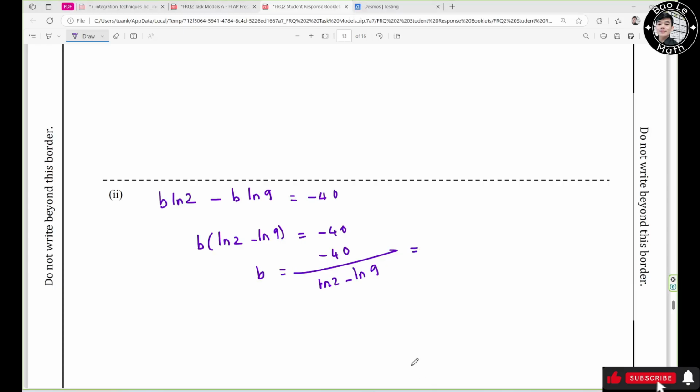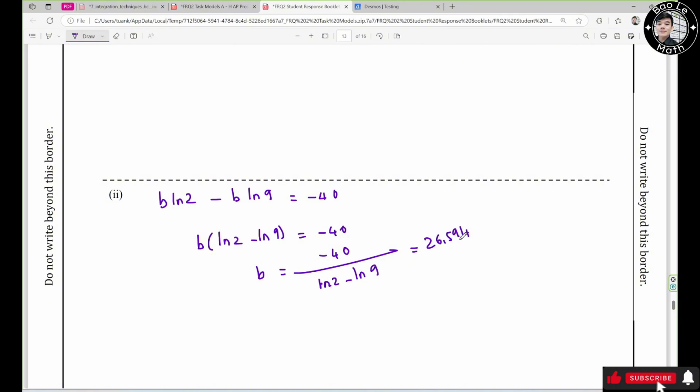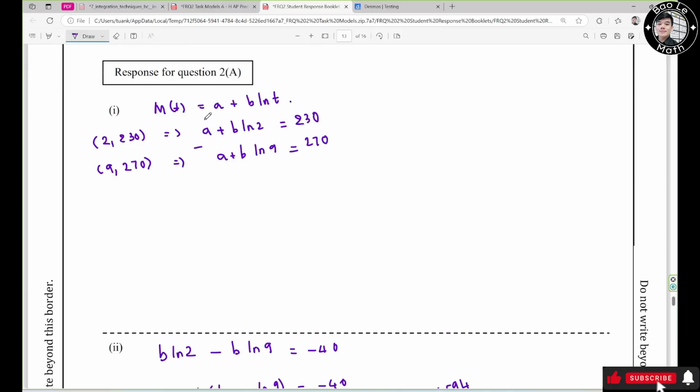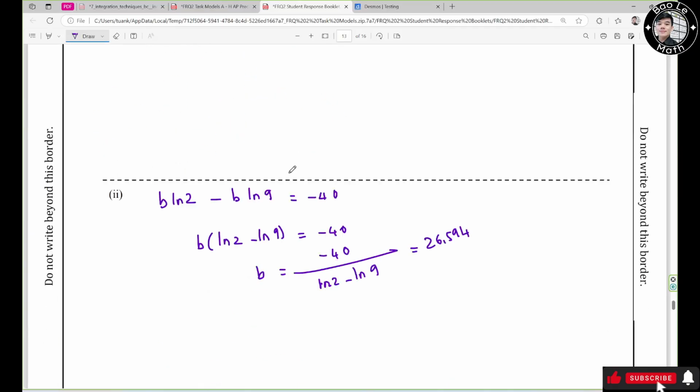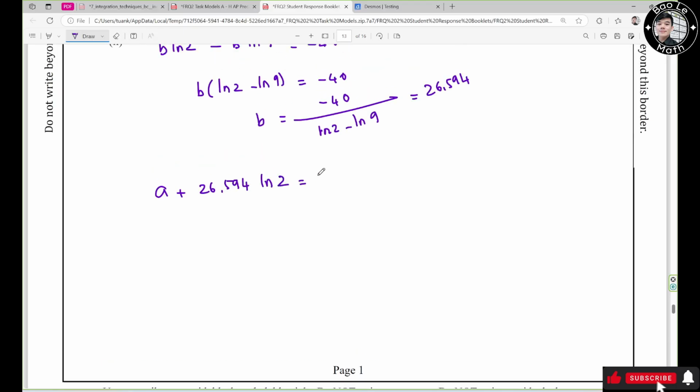So I'm going to bring up the calculator. It's going to be 26.594, right? Now we're going to substitute 26.594 for b into one of the equations right here, right? So I'm going to pick this one right here. Alright, so I have a plus 26.594 natural log of 2 equals 230, right? So I have a equals 230 minus 26.594 times natural log of 2, right?